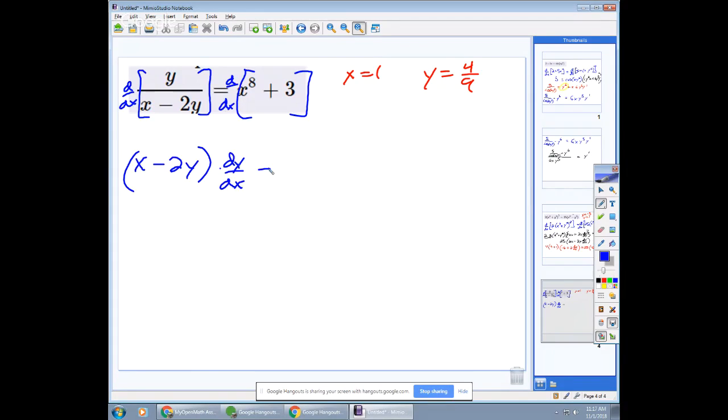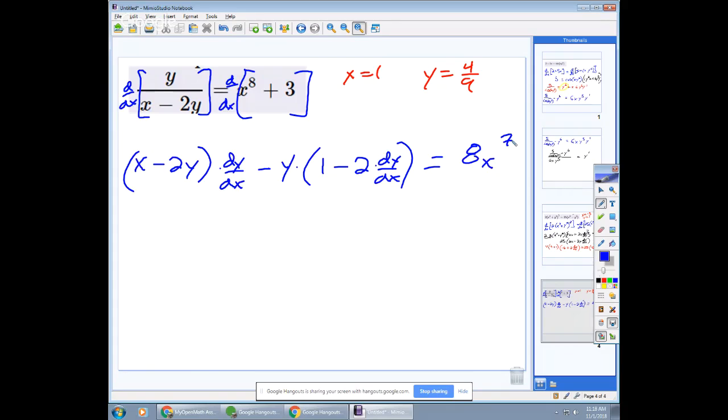So then I have to go minus high d low. And d low is going to give me a 1 minus 2 dy dx. Yeah, derivative of x is 1. The derivative of 2y is 2 times, the chain rule says, dy dx for y prime. Other side's pretty straightforward. I just get 8x to the 7th on the other side.